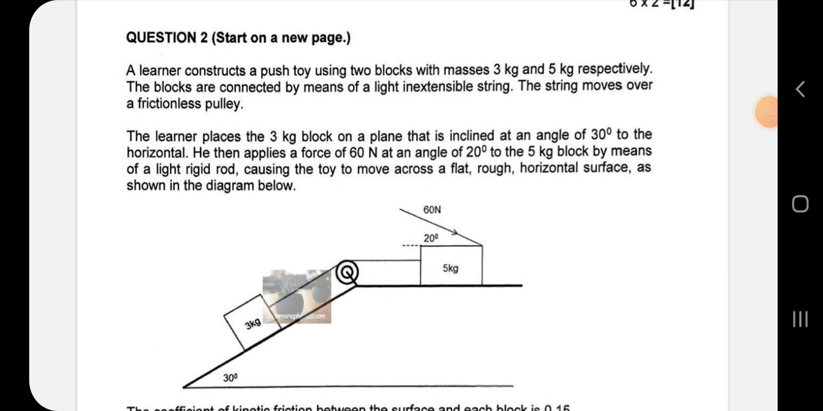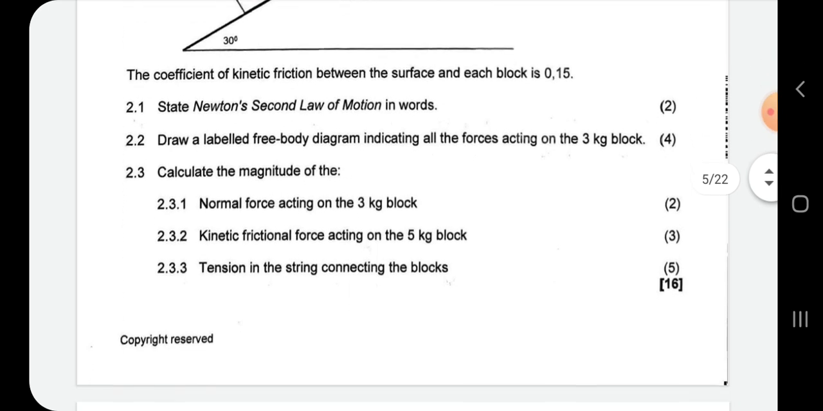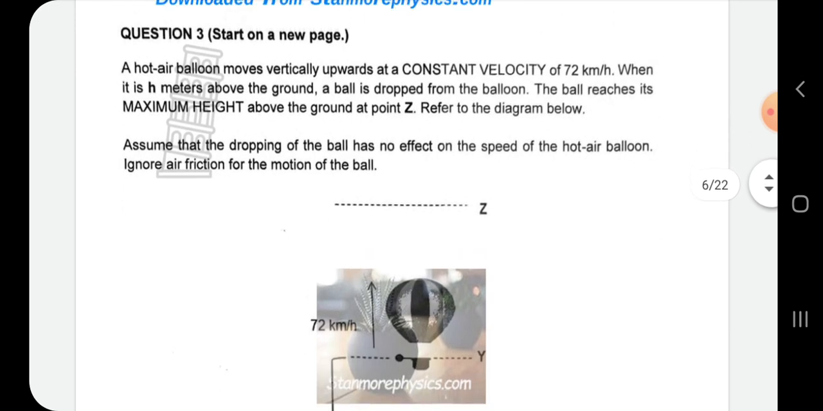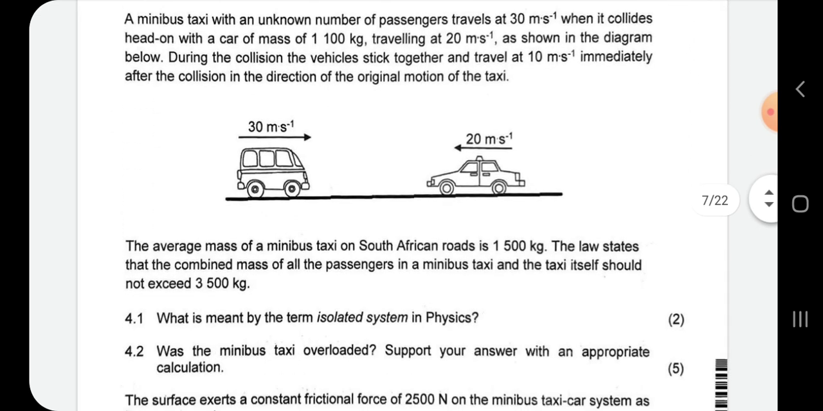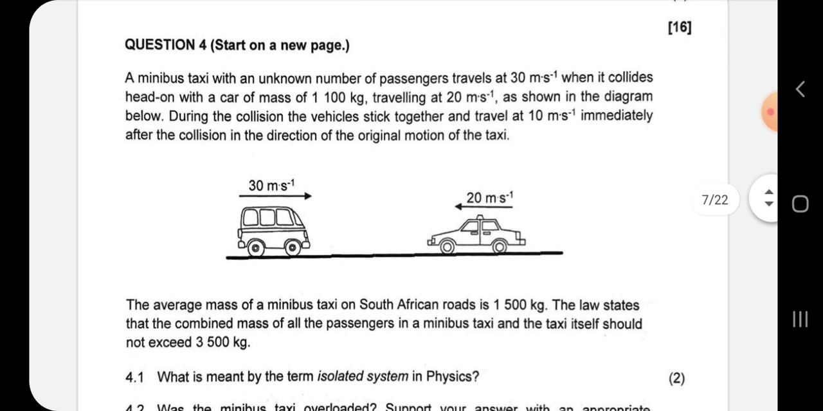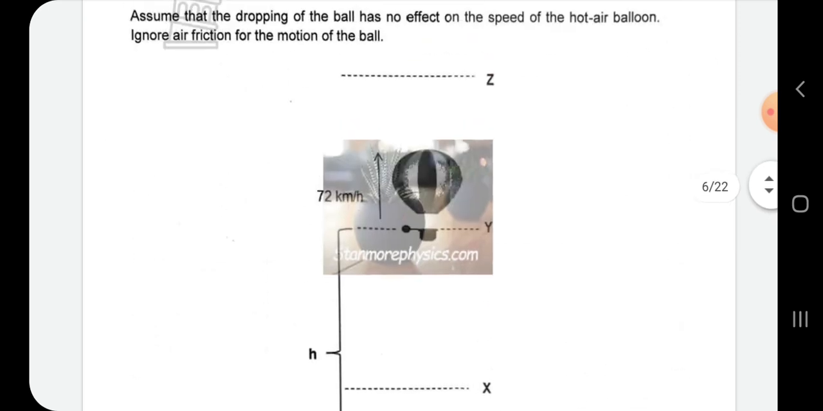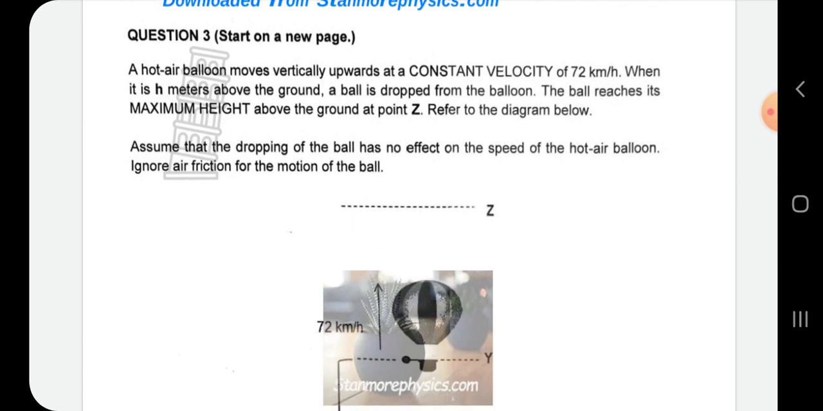In the video before this one, I did the Newton's law questions, and in today's video we'll be doing question 3 and question 4 respectively. Question 4 is momentum and impulse, and question 3 is vertical projectile motion. So question 2 and question 3 fall under vertical projectile, so it's very important that you know them.